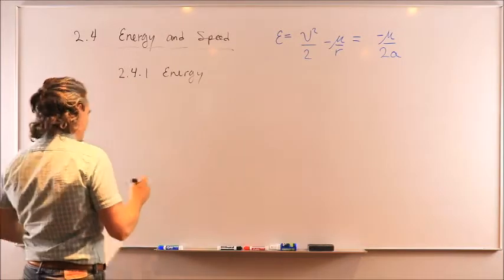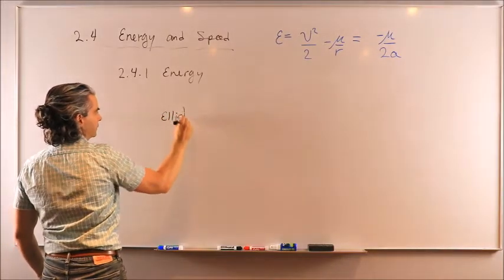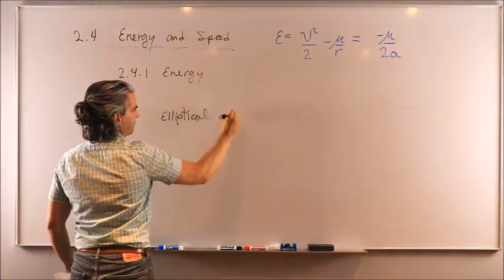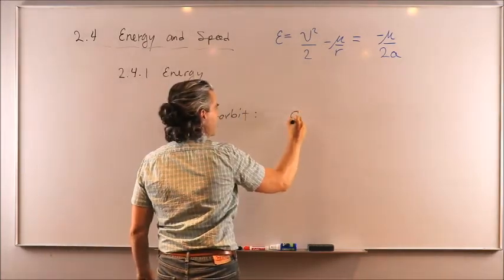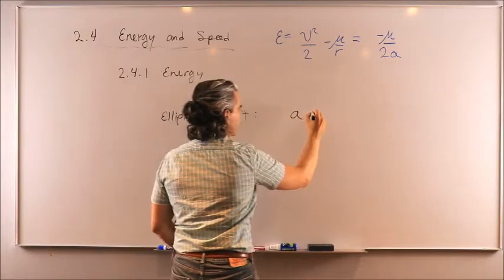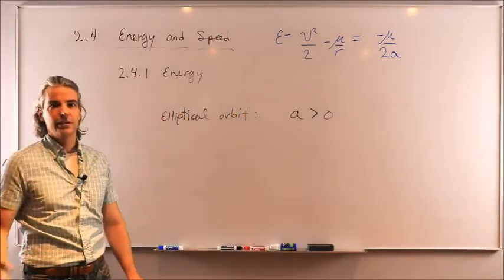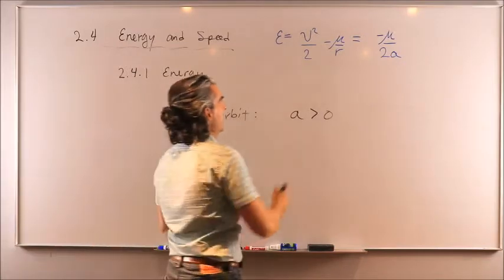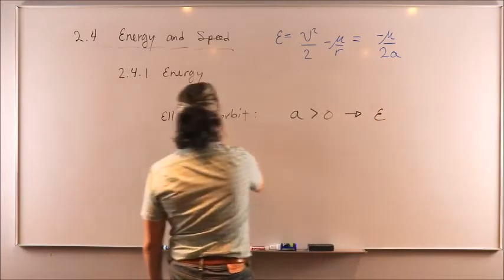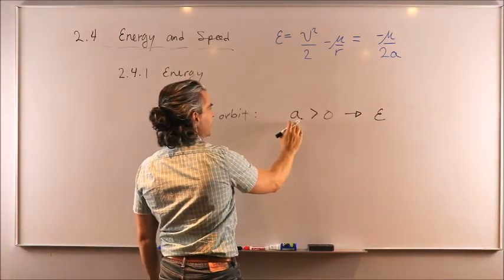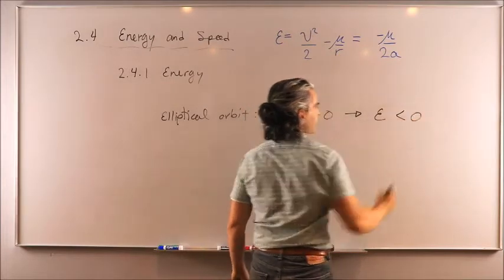So what it means is that if you have an elliptical orbit, then in that case we have our semi-major axis a, which is a positive number, okay? 10,000 kilometers, for example. And that means that the orbital energy for an elliptical orbit with a positive semi-major axis ends up being negative, or less than 0.